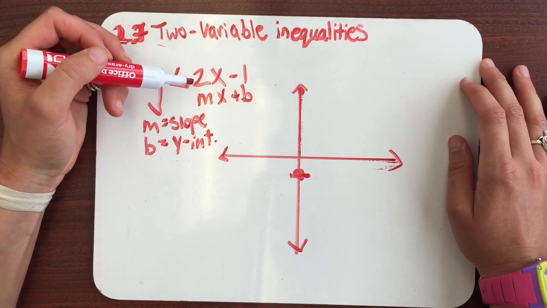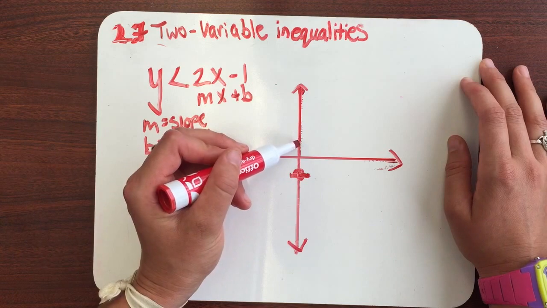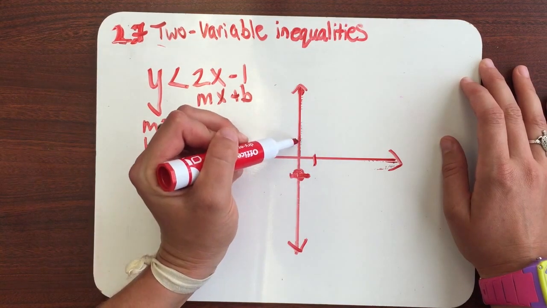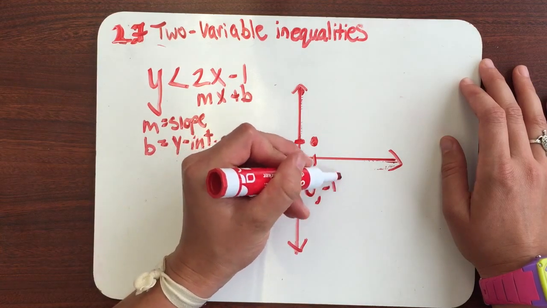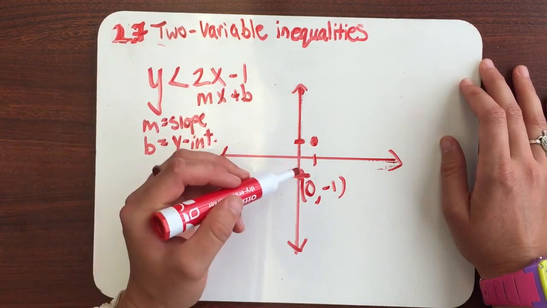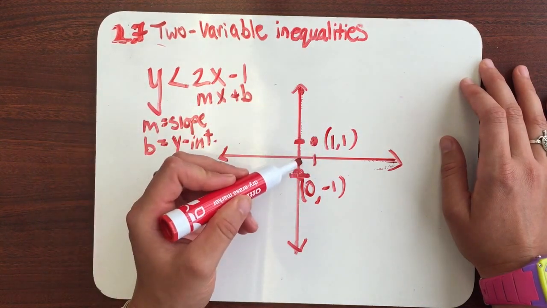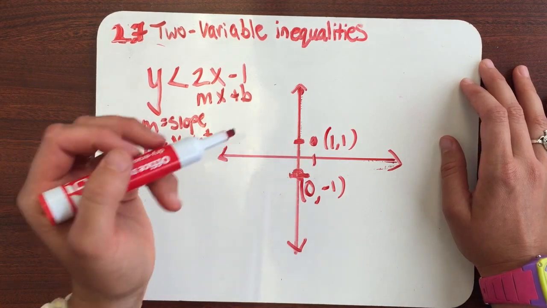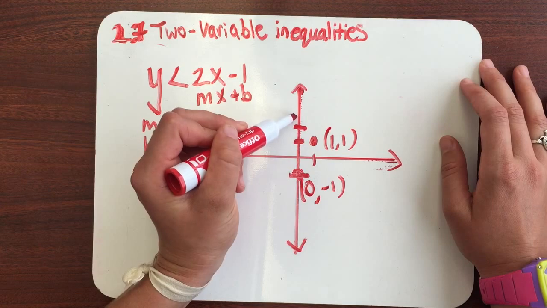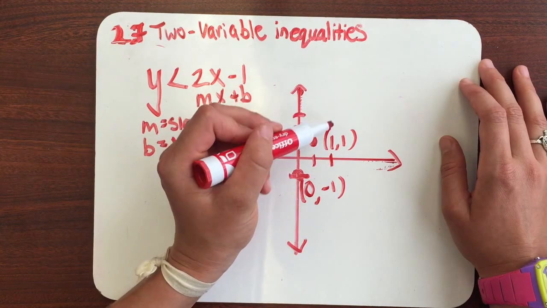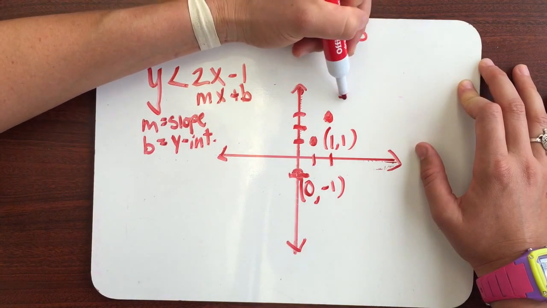Our slope is 2 here, so from your y-intercept you're going to rise 2 and run 1. So this was the point 0, -1 for the y-intercept, and then we found another point which is 1, 1 when we used our slope 2 over 1. You can find another point by continuing with your slope. Rise 2 and run 1. And now we have another point, which is 2, 3.